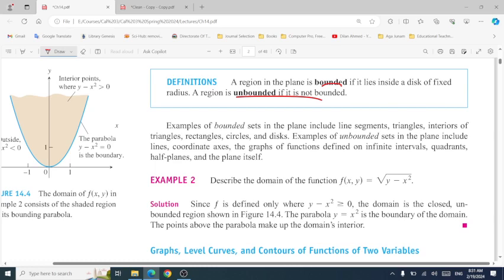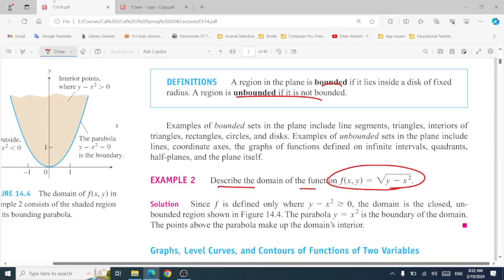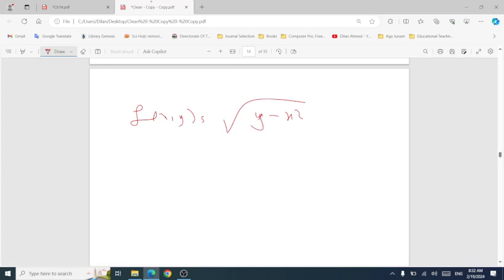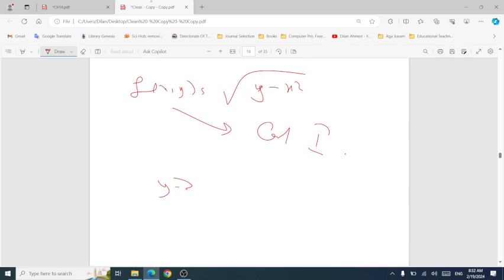Okay, in your exercise, sometimes you say what? Describe the domain of the function. You have f of x, y equal to y minus x squared. You say what? Describe. When I say describe, it means put it in Calculus 1. Bring it back to single variable. What do you mean? Then you know, we say the domain. Am I right? We talk about that one.